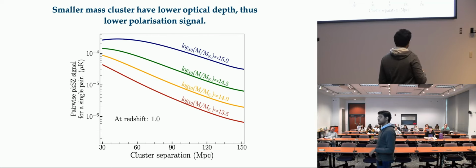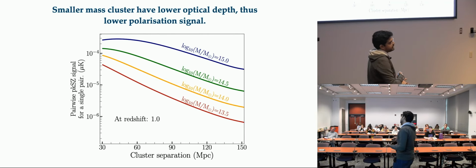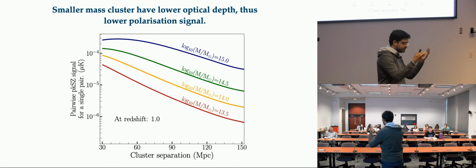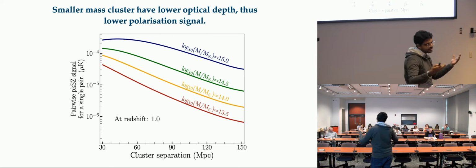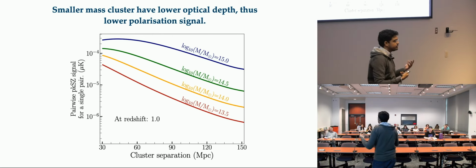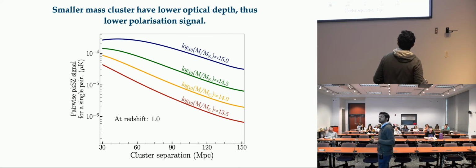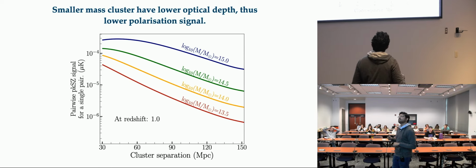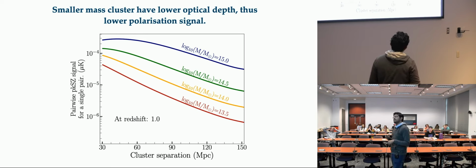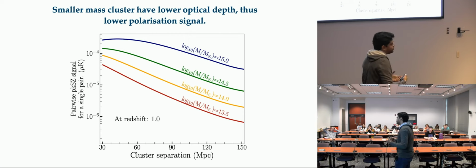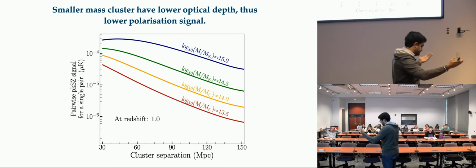So what you can see is that the more massive the cluster pair is, the higher the signal. This is simply because the more massive the cluster, their velocity fields are higher, their optical depth is also more, so you get a more polarization signal out of it. And also, you should notice that what we naively estimated to be a sub-nanokelvin signal, we actually get back from this calculation to be of the order of angstrom. And it also decreases with increase in the intercluster separation. This is simply because the correlation between the velocity field decreases as you increase the distance.